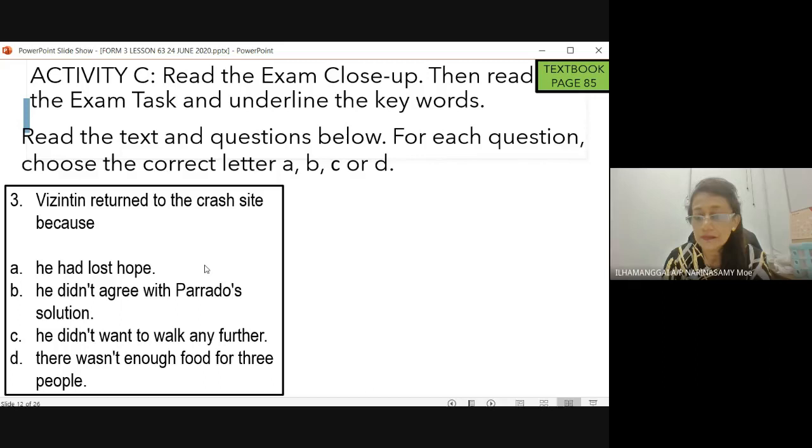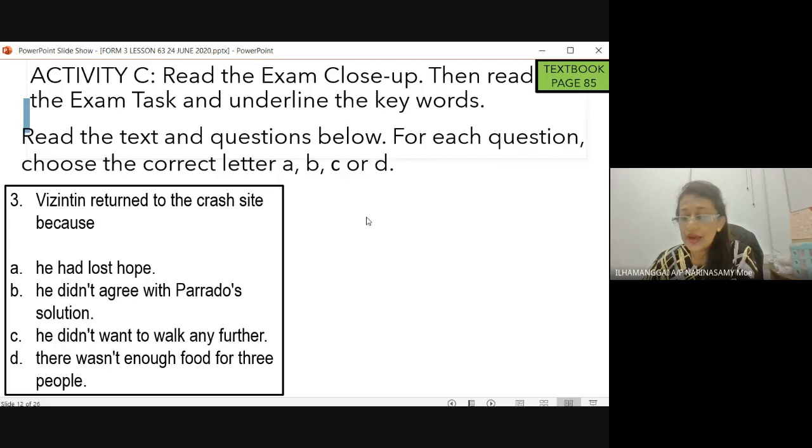Visitor returned crash. Didn't agree with Parado. Yes. Disagree Parado's solution. Good, Xiaomin. Yes, Kuratu, good. Didn't agree with Parado's solution. All right. Yes, Hadif, good. Yeah, right. Charini. Yes, Fong, good. Yes, good, Mahasri. Yes, Xiaomin, very good. Yes, Charinya, very good. Yes, excellent. Yes, right. What about the rest?